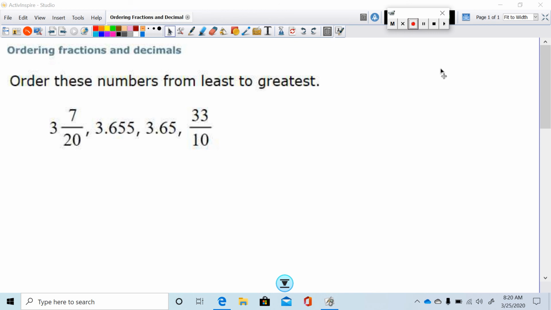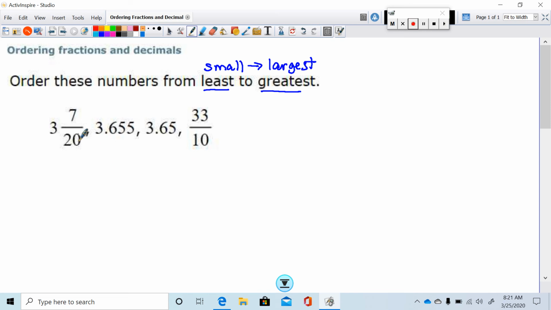In order to order fractions and decimals, we want to read this carefully first because they'll switch this up on you. Order these numbers from least to greatest. So they want the smallest to the largest. That's the order that they want.